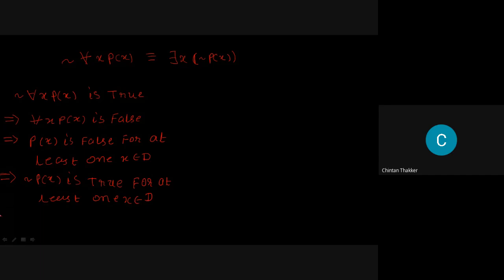Okay. And if we have the negation of P(x) true for at least one x belongs to D, then what about the existential quantifier? It is true or false?